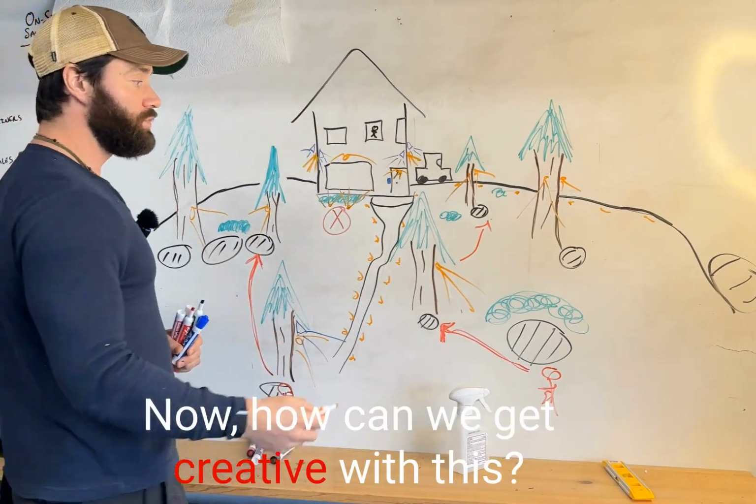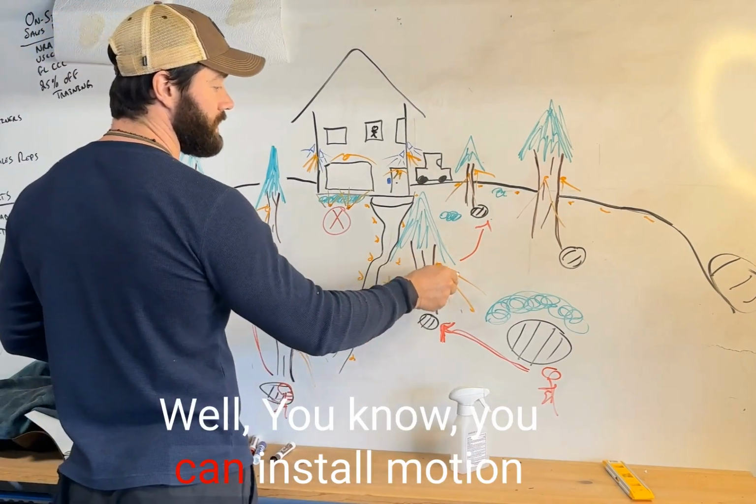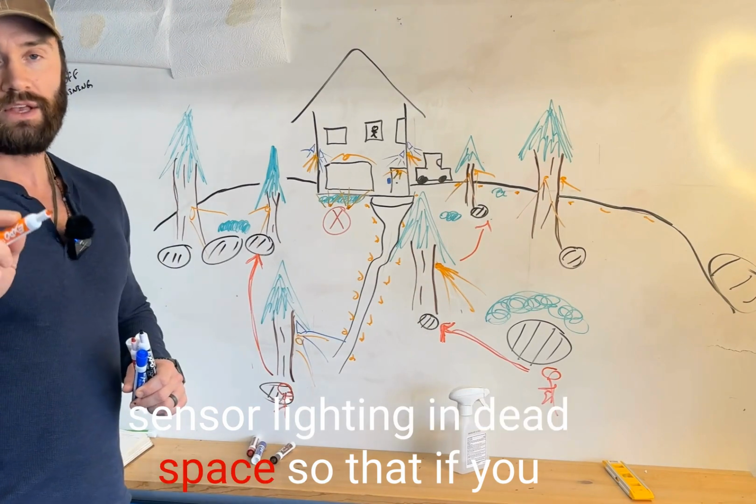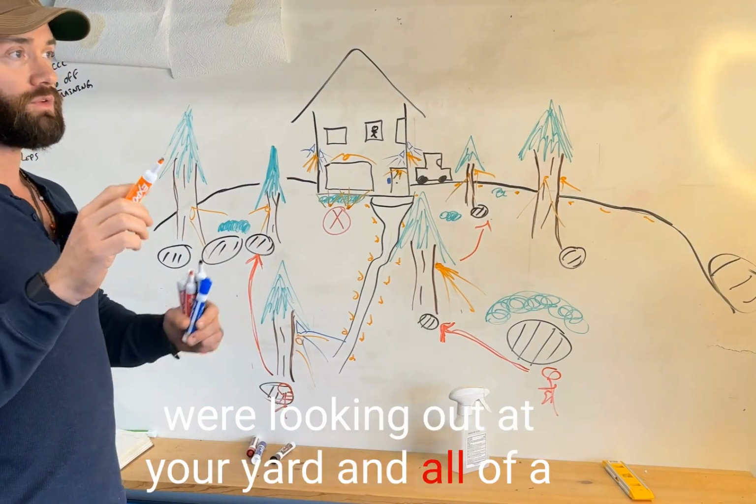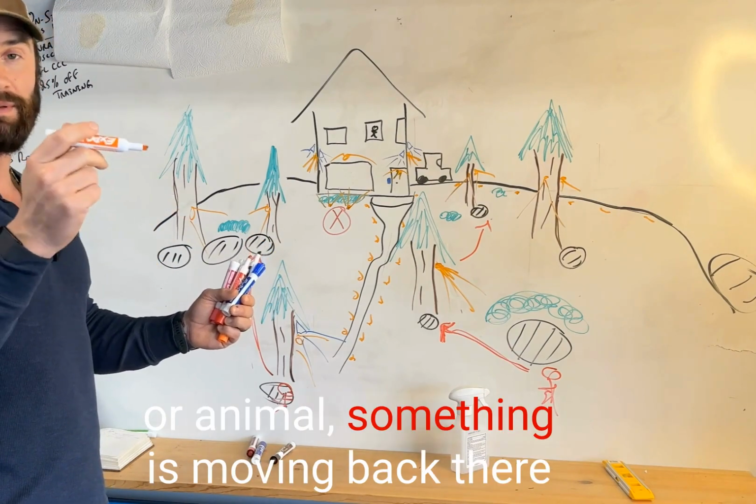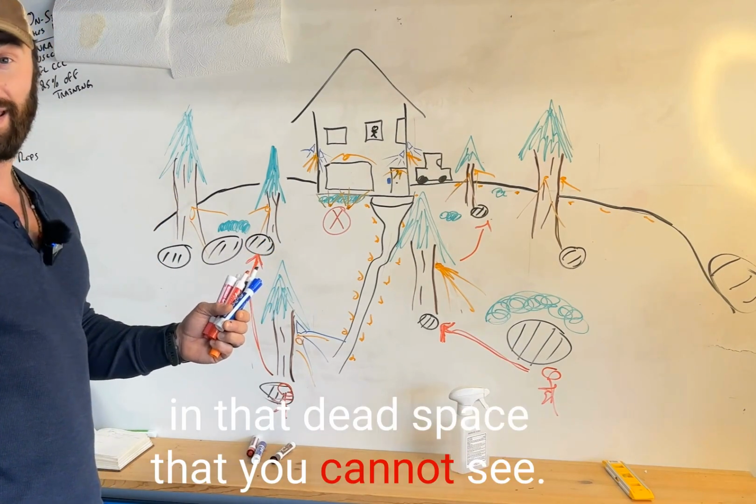Now, how can we get creative with this? Well, you could install motion sensor lighting in dead space so that if you were looking out at your yard and all of a sudden one of those lights goes off, that could tell you there's an object or person or animal, something is moving back there in that dead space that you cannot see.